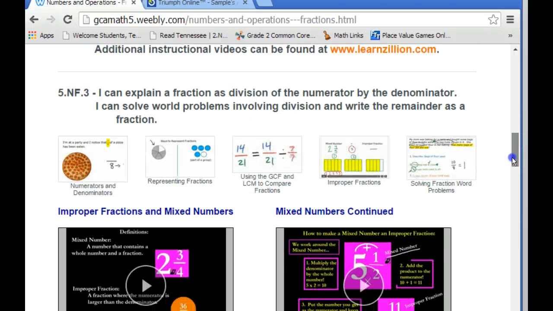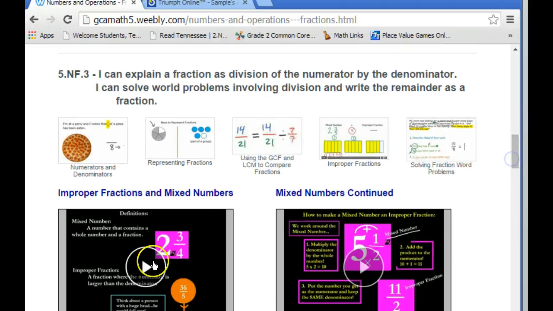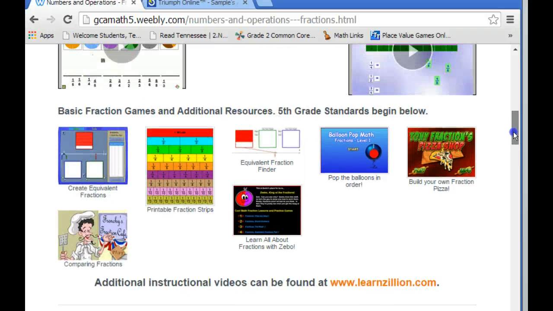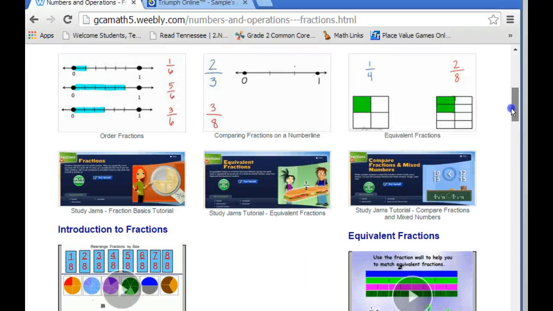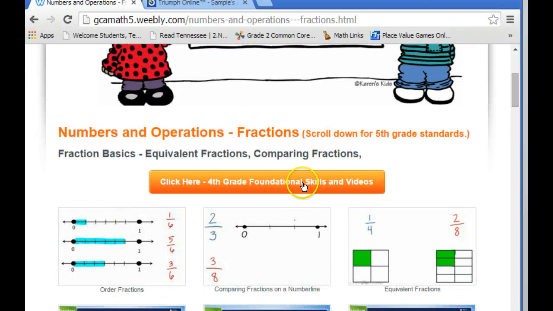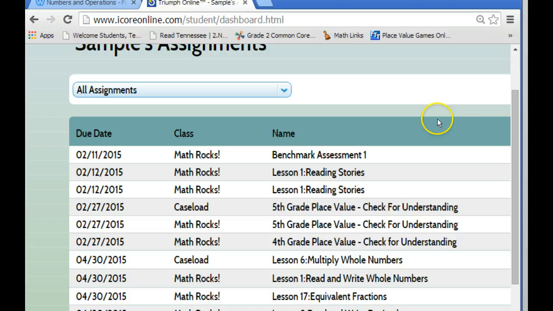And then you can also begin to scroll down a little bit and learn a little bit more about mixed numbers and improper fractions. But the most important thing is to go over this top section that talks about the fraction basics, and definitely feel free to go back to 4th grade because those fraction concepts will be used again this year. The next site that I want to point out to you is Triumph Online.